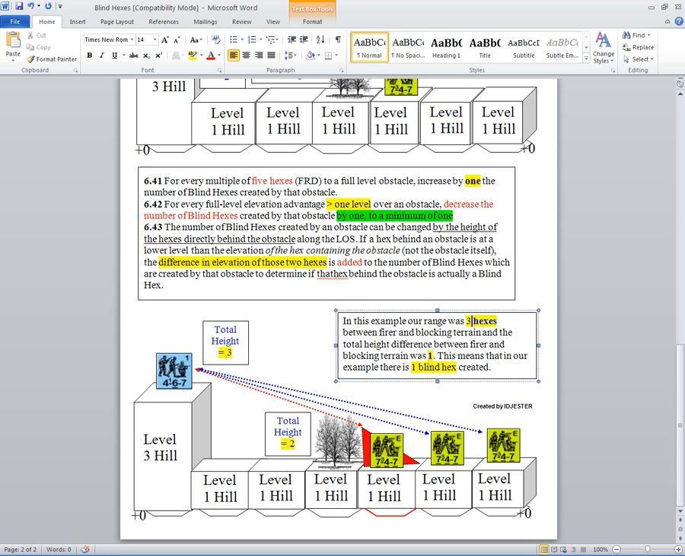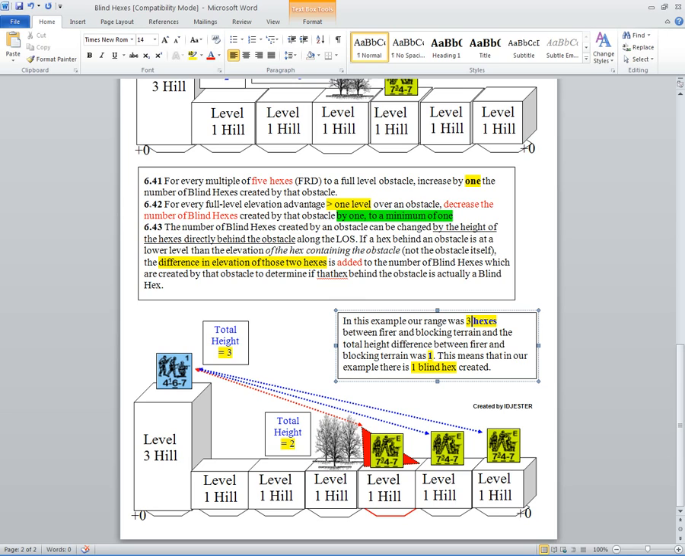So that was going to create more blind hexes. For every 5 hexes, you're basically going to add 1 extra blind hex. So in this case, if our obstacle was 10 hexes away as opposed to 3 hexes away, it's going to actually be a blind hex added, a multiple of 5, which is going to be 2.